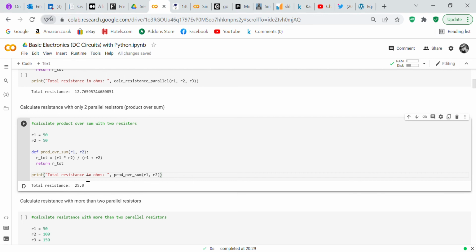So we create our function: def prod over sum, which takes R1 and R2 as input, and R tot equals R1 times R2 over R1 plus R2, and you return R tot. Then you print total resistance in ohms, product over sum, R1, R2, and it gives you a total resistance of 25.